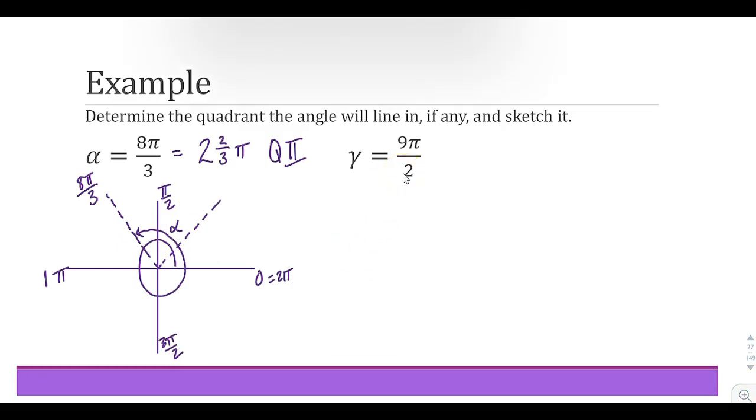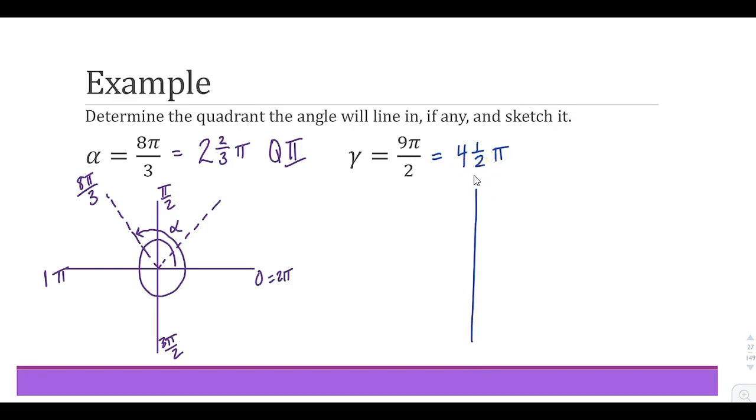And then here we have gamma is equal to 9 pi/2, which again is going around more than 1 complete revolution. So how many is it exactly? Well, 2 goes into 9 4 times with 1 left over, so it's 4.5 pi. So that means I'm going to do 2 complete revolutions. 4 pi is 2 complete revolutions, and then I'm going to go an extra half a pi.